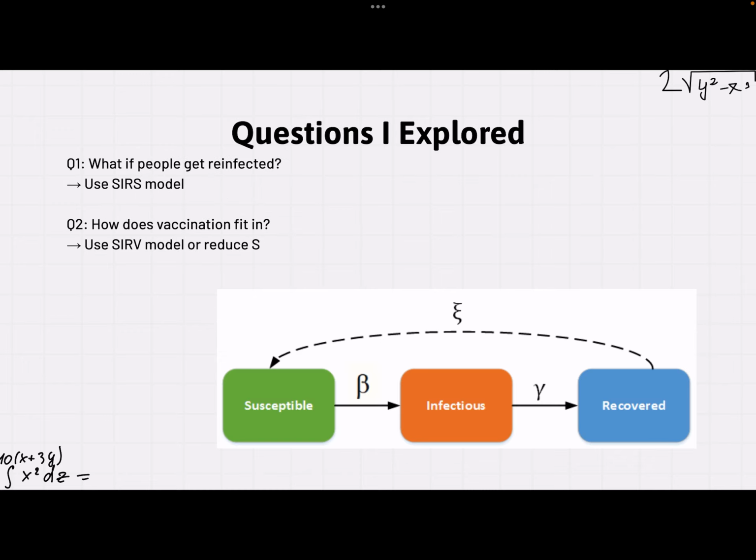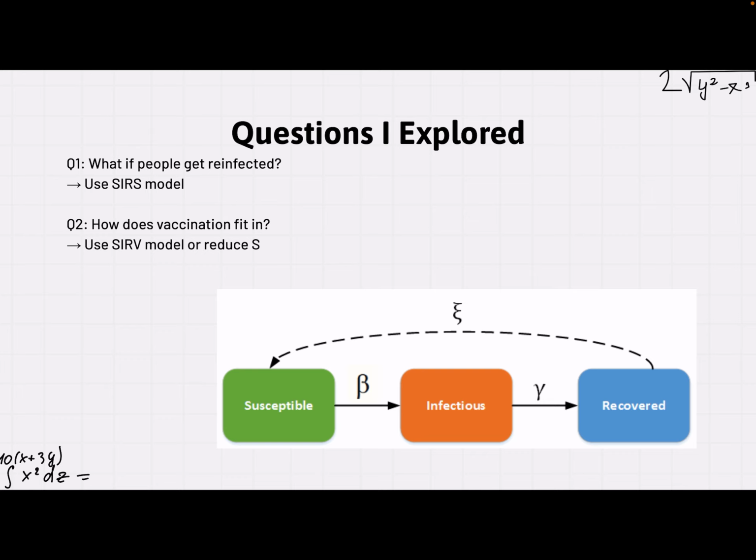So, questions I explored. What if people get sick again after recovering? In that case, we would use a variation called the SIRS model, which moves people from R back to S. This applies to diseases such as the flu. And then what about vaccines? We can either subtract vaccinated people from the susceptible group or use a separate V compartment to track them in the SIRV model.